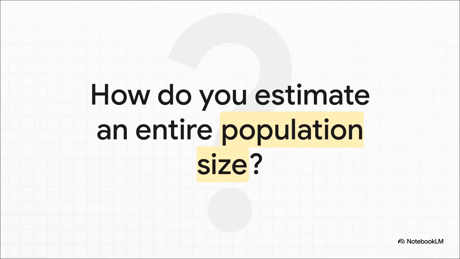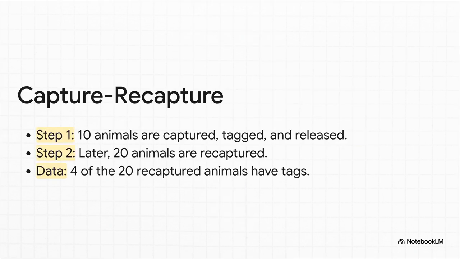Okay, let's do one more. This one's a classic. How in the world do ecologists figure out how many fish are in a lake? You can't just drain it and count them, right? Well, they use a clever method called capture-recapture. Here's how it works. They go out, catch 10 animals, put a little tag on them, and release them. Then they wait a while for them to mix back in.